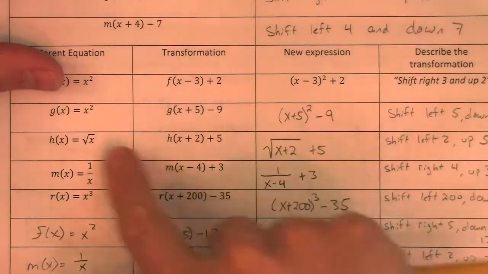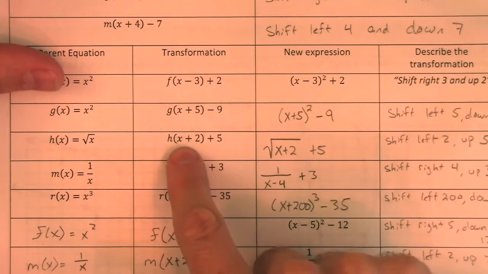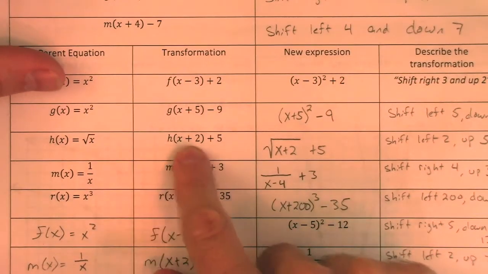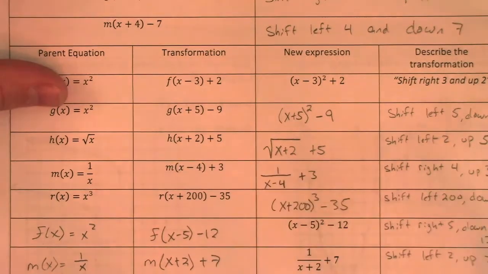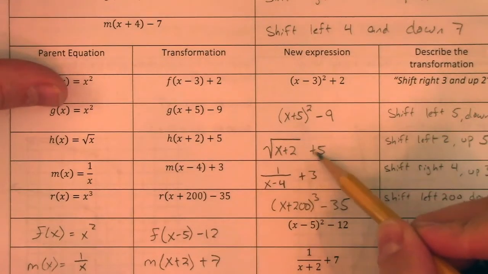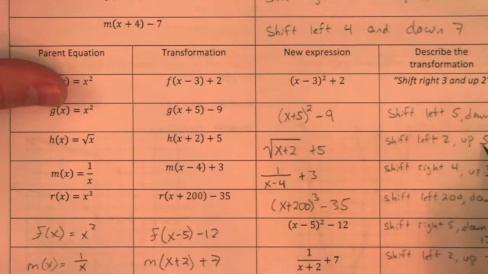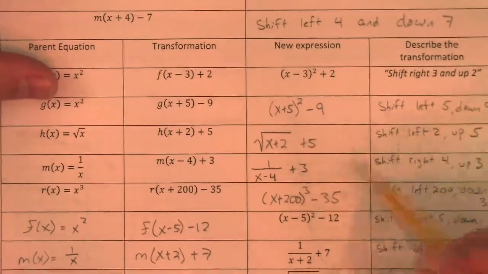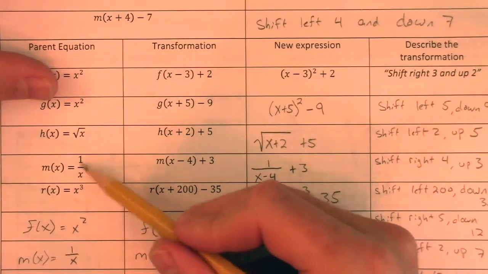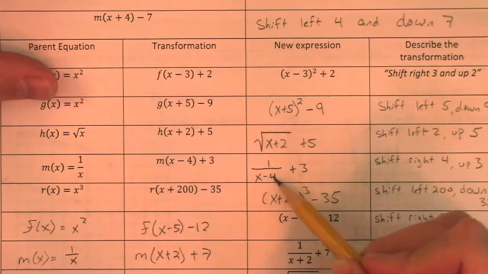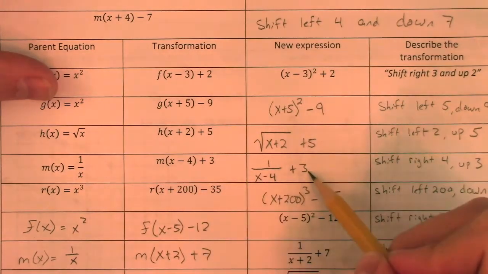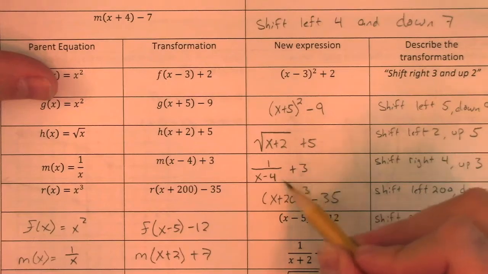For example, the square root of x. So instead of x, we put x plus 2. And then outside of the square root, we have plus 5. This still means a shift of left 2 and up 5. For the reciprocal function, 1 over x, instead of x, x minus 4 is replaced and a plus 3 on the outside. Make sure you're writing those correctly.